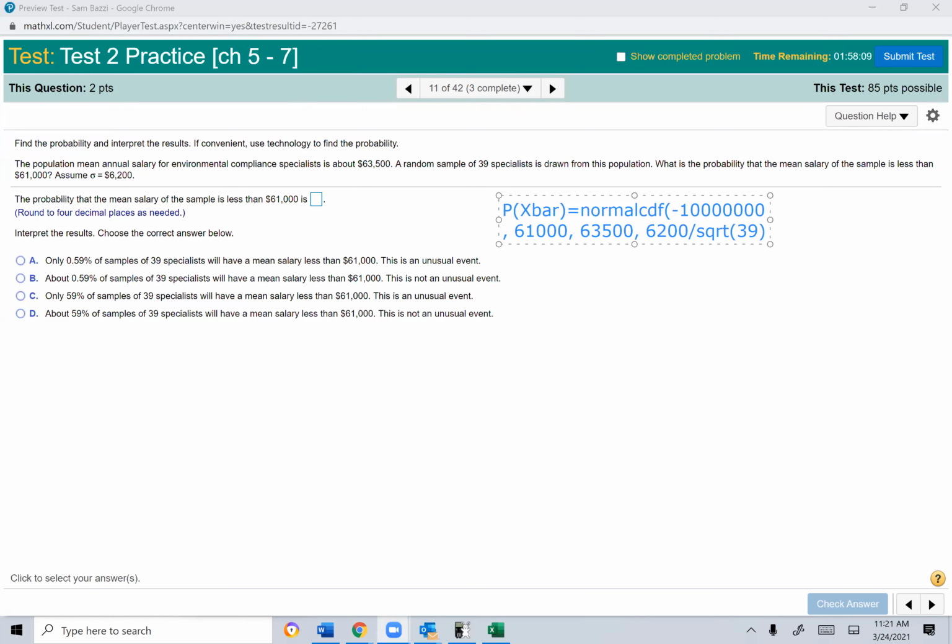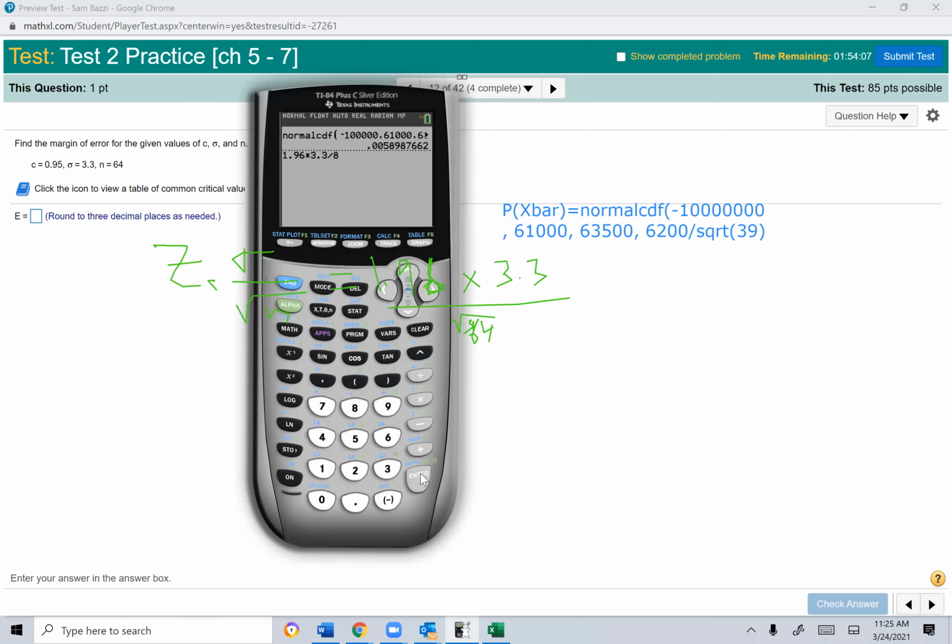1.96, guys, times 3.3 divided by the square root of 64, which is 8. Enter. And that would be the answer. He wants the answer rounded to 3 decimal places, so it would be 0.809.